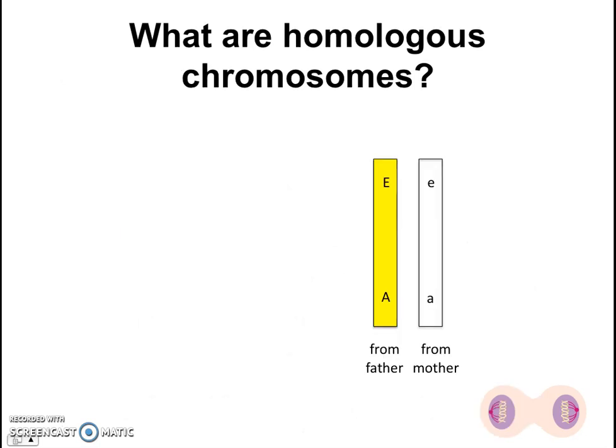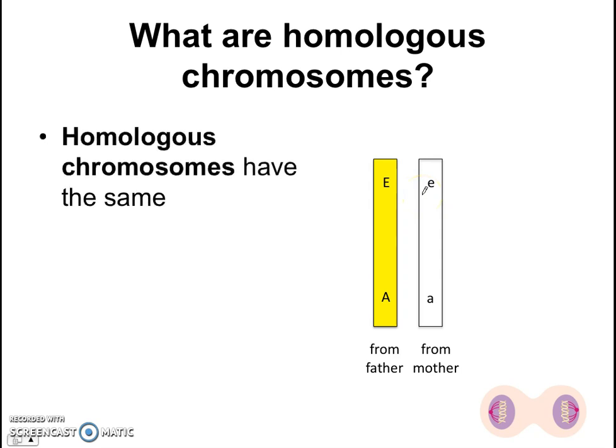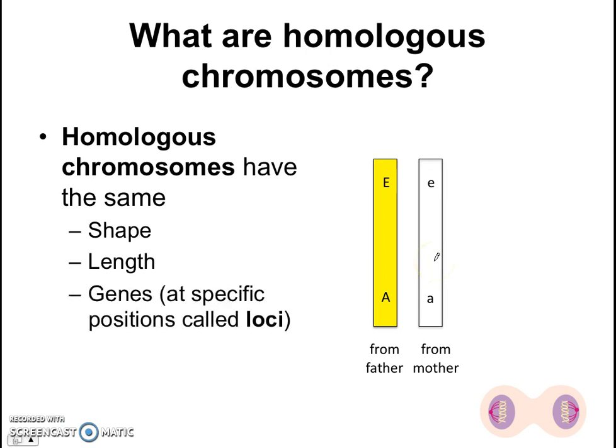So here it is in diagram form, right? Here is your pair of homologous chromosomes. Okay, one comes from your father, one comes from your mother. And you see that pairs of homologous chromosomes have the same shape, right? Same shape, same length, and also the same genes found at specific positions called loci. Now the singular for loci is locus. So for example, over here at this position on the chromosome, so I shall call this the locus. So at this locus on the chromosome, you will find the same gene, the E gene.